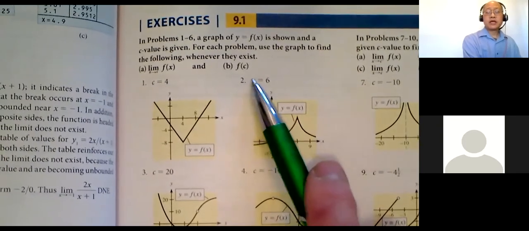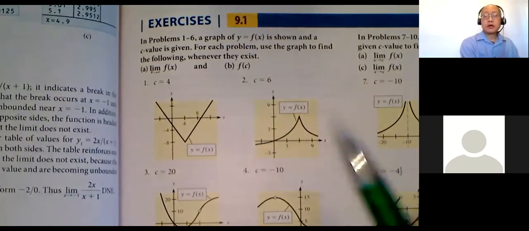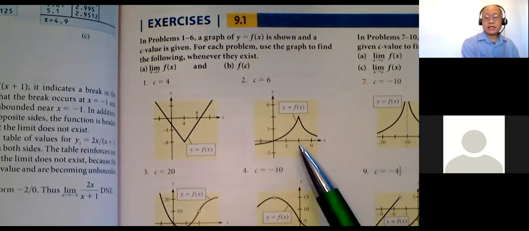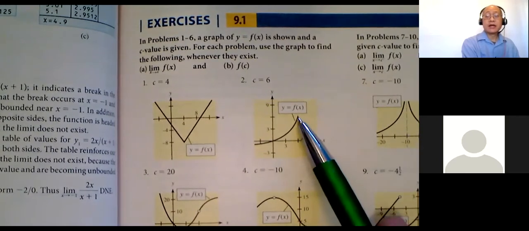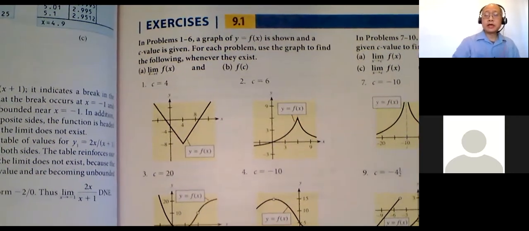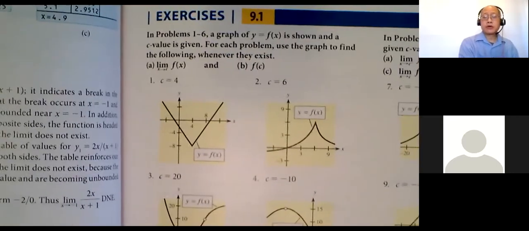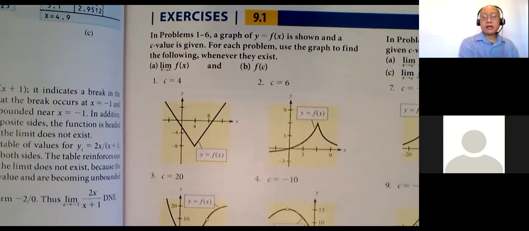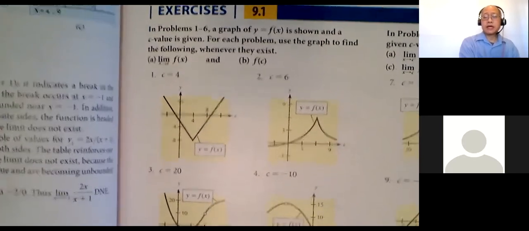B, f of c. That means you're not a little bit to the left, you're not a little bit to the right, you're exactly at 6. Is there a dot? Yes, there is, and that's also 6. So again, the answer to 2B is also 6. Quickly again, the answer to 2A is 6. The answer to 2B is 6.